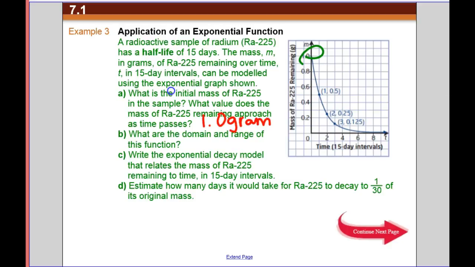And what does it approach over time? Well, it slowly approaches 0. It's not going to get there, but it's going to slowly approach it. What are the domain and range of this function? The domain looks like it doesn't go into the negative. You can't have a negative amount of time. So x has to be greater than or equal to 0. And the range would have to be y has to be greater than, not equal to 0, greater than 0.